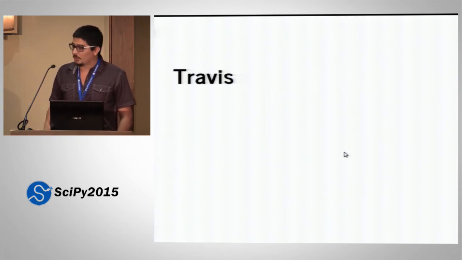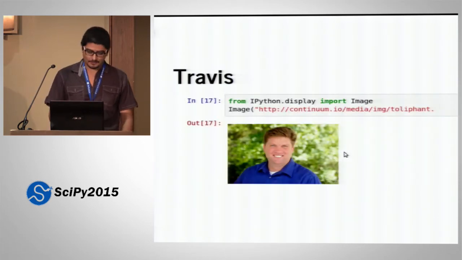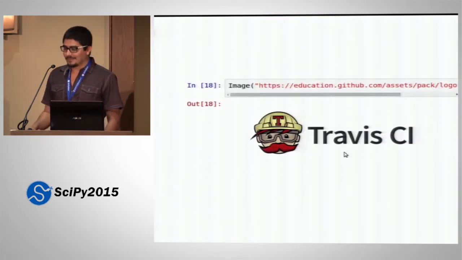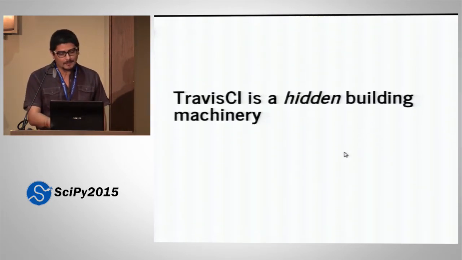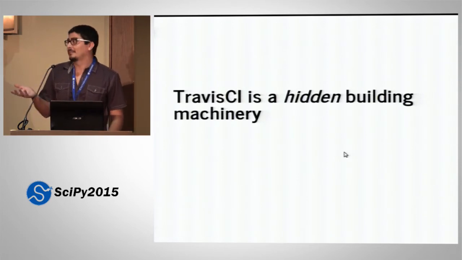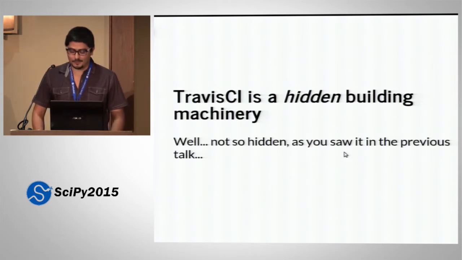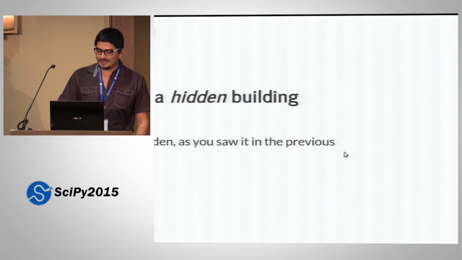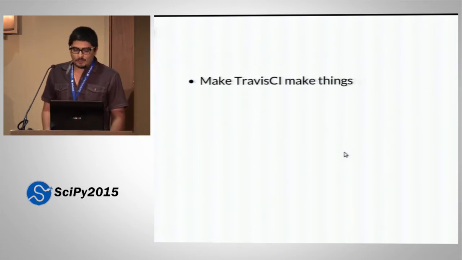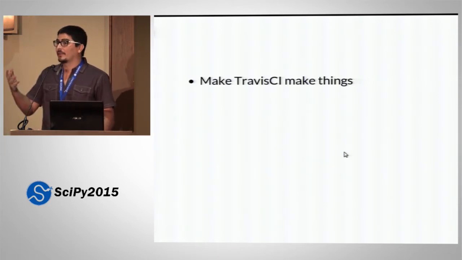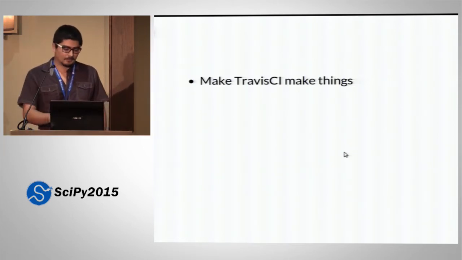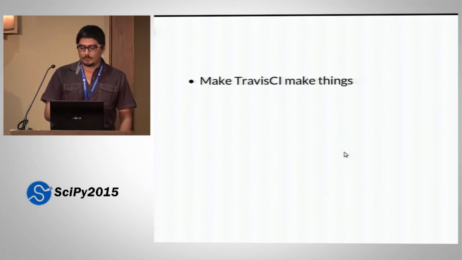And essentially that was Travis, and not Travis Oliphant. This is my chief. It was Travis CI. And Travis CI is a build machinery, and it's not so hidden, as you saw in the previous talk, and probably a lot of people are using Travis CI to build other things. But then we had a new problem. We have to make Travis CI do different things, all the tasks we did previously manually.